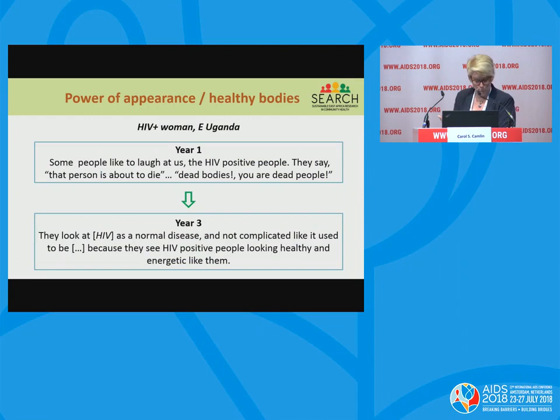So to give you an example of this pathway of the power of appearance, in the baseline year, an HIV-positive woman in eastern Uganda said, "Some people like to laugh at us, the HIV-positive people. They say, that person is about to die. Dead bodies, you're dead people." This same woman, 2 years later, said, "They look at HIV as a normal disease and not complicated like it used to be because they see HIV-positive people looking healthy and energetic like them."